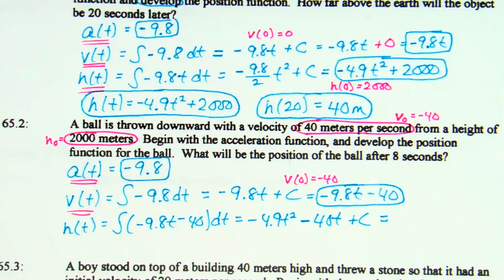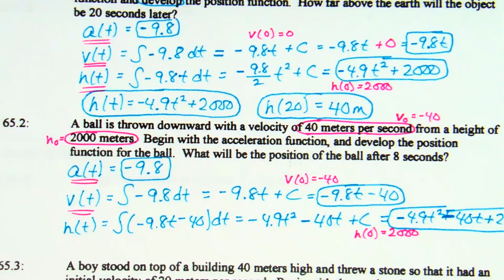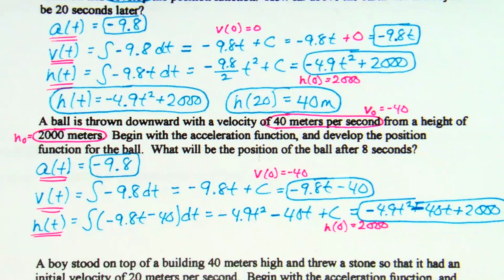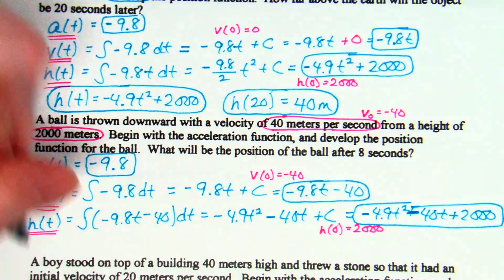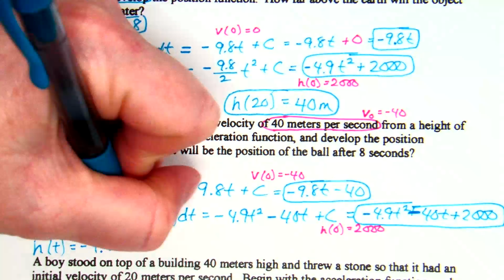What do you think that c is going to be? Yeah, because officially if we plug 0 in for t here and set this equation equal to 2,000, so I put in 0 and then set my equation equal to 2,000, c is going to equal 2,000. So that gives me the formula, negative 4.9 t squared minus 40t plus 2,000. So officially that is my h of t. One thing was develop the position function. So I got that. H of t is negative 4.9 t squared minus 40t plus 2,000.